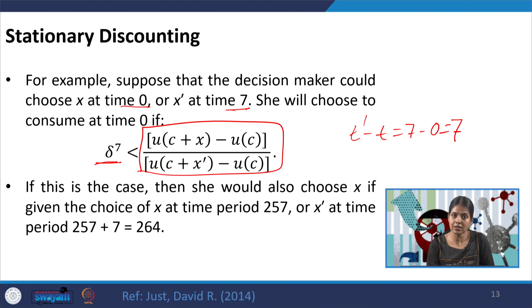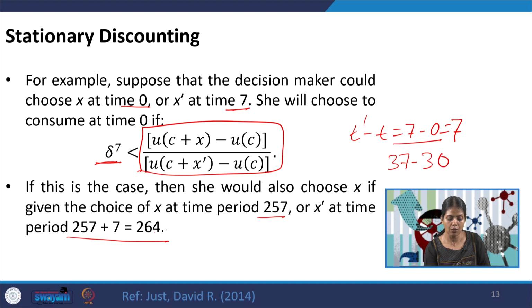If this is the case, then she would also choose x if given the choice of x at time period 257 or x prime at time period 257 plus 7, 264. So again you see that it does not matter whether it is 7 minus 0, or say 37 minus 30, or say 264 minus 257. The time periods themselves do not matter. What matters is the difference between the two time periods.